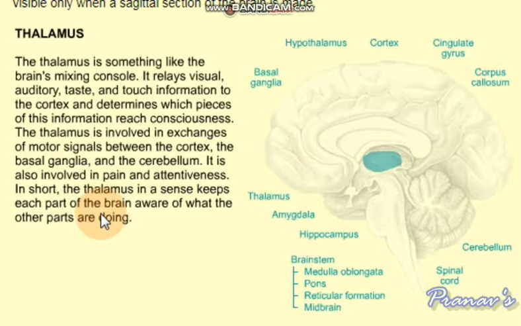In short, the thalamus in a sense keeps each part of the brain aware of what the other parts are doing. So we can say that all the information that we gather are first processed in thalamus, like auditory information, visual information, taste information. When you think about your favorite food, your mouth starts watering. So it's because of the thalamus.